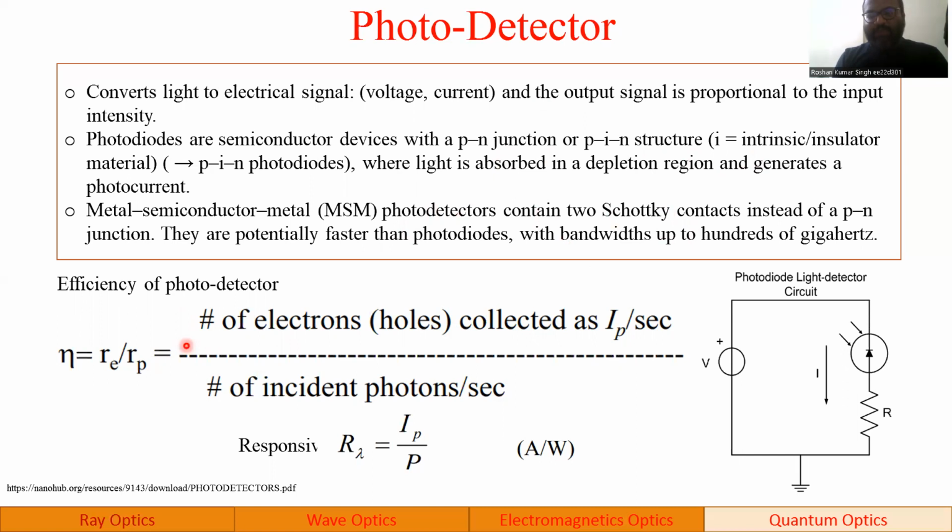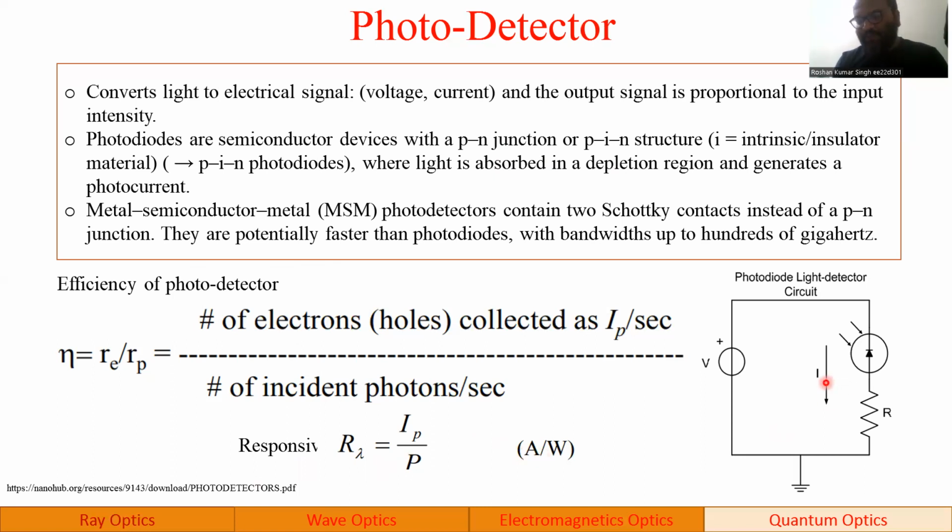This is how we define the photodetector. It depends on two things: efficiency and responsivity. Efficiency is how many electrons or holes are collected in terms of incident photons, meaning how many photons are incident on the material and how many electrons are generated. This ratio of electrons to photons is called efficiency. The other is responsivity, which is expressed in terms of power: how intense the photon flux interacting with the material is, and what current is generated. Its unit is ampere per watt.